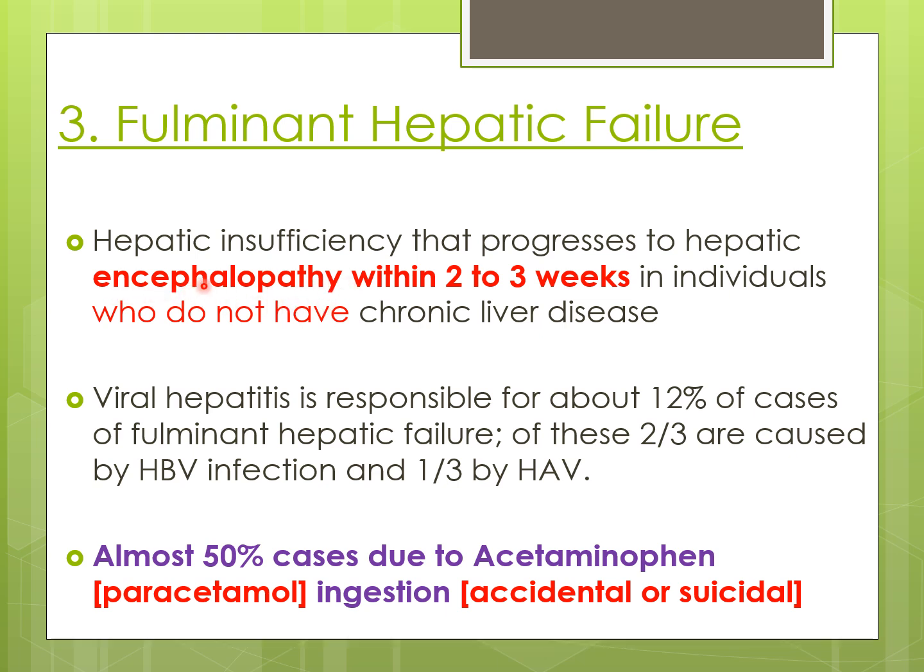Patient may go into the coma within 2 to 3 weeks, within just 2 or 3 weeks, in a person who never had a chronic liver disease. Chronic liver disease may sometimes slowly go to hepatic coma or encephalopathy, but if it is happening directly within 2 to 3 weeks, only then we can call it fulminant hepatic failure. So it is the hepatic insufficiency that progresses to hepatic encephalopathy within 2 to 3 weeks in individuals who do not have chronic liver disease.